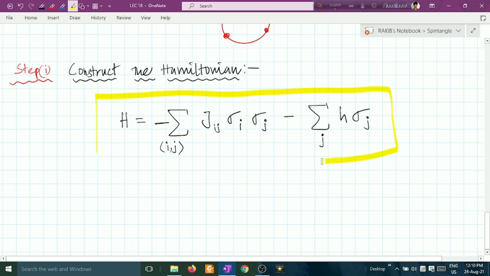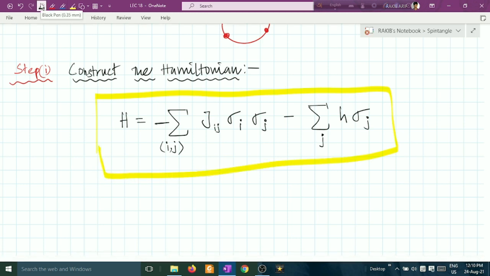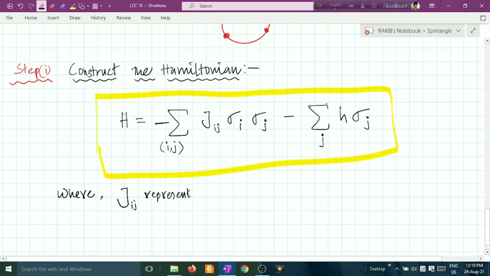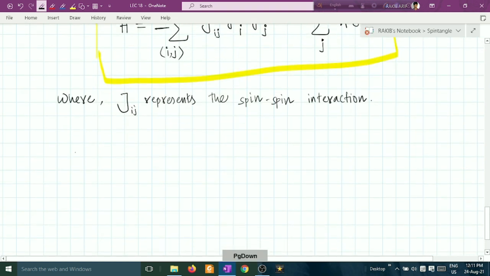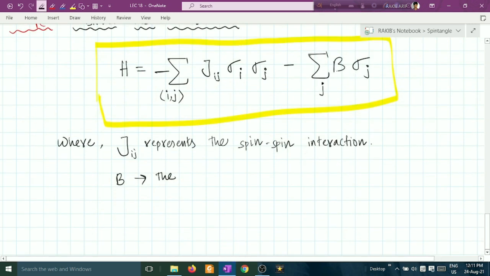I'm writing this, just wait for a while, where J_ij represents the spin interaction. And what does h represent? Let's write this as B, not h. Why B? This is the external magnetic field applied.